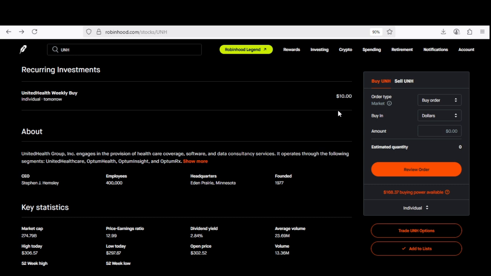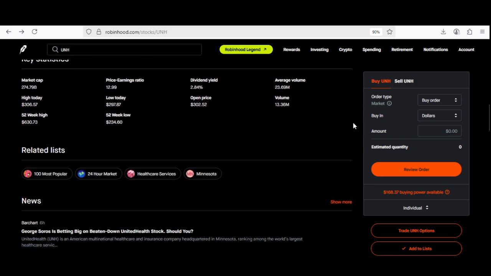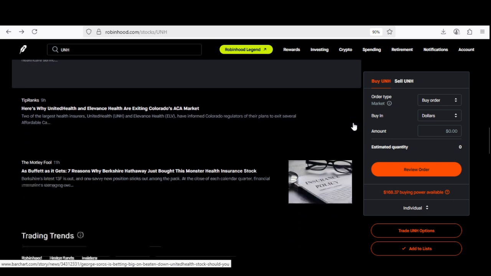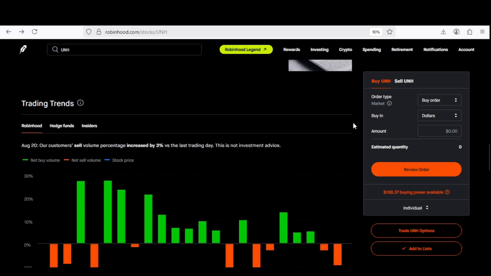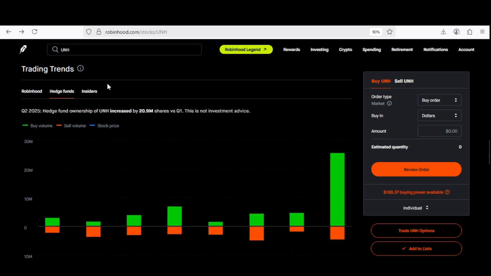But you guys know on this channel I'm mainly focused on options, so I'm going to show you the option strategy that I'm currently doing. Now, before we do that, I want to bring one more thing to your attention, and you're going to get that if you go to the trading trends. With the trading trends right now, if we go to the hedge funds, you're going to see there's a huge spike right here. This huge spike can be misleading.